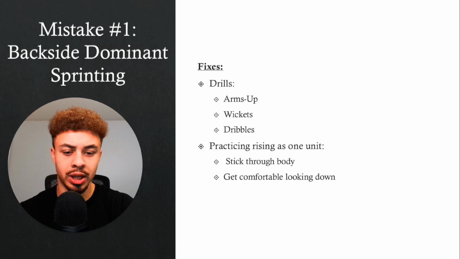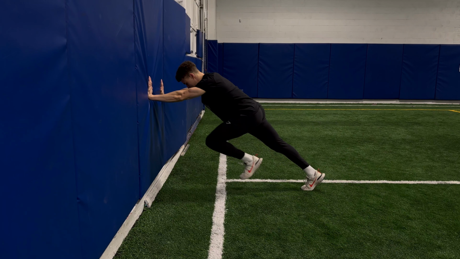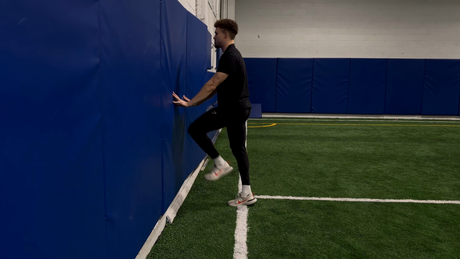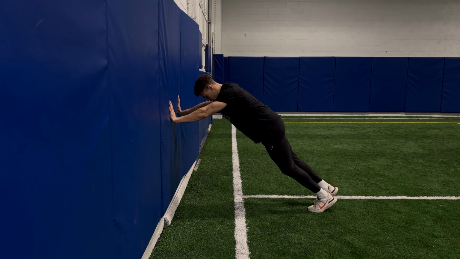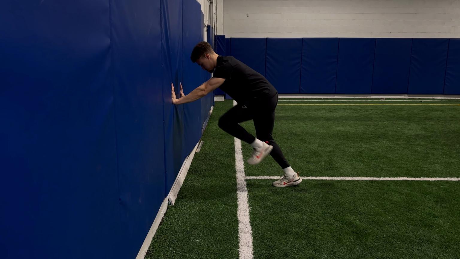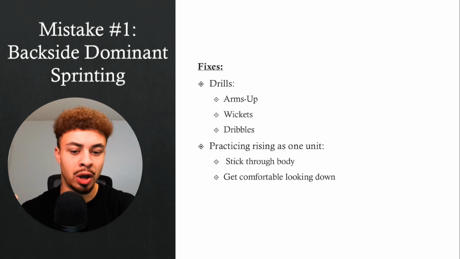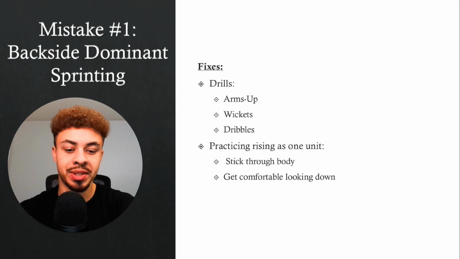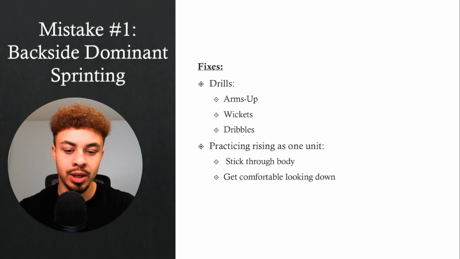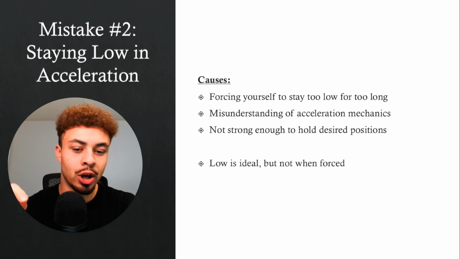So you have to get comfortable with looking down, and you'll see there's a drill that I use with my athletes as well. It's a rise drill, where all it is, you're just practicing moving your entire hip to head all up at the same time. And if you can do this, because the biggest culprit for backside dominant sprinting is a poor pelvic posture, this essentially fixes that pelvic posture, because the pelvis gets thrown out of proper alignment when you lift that head up too early. All right, mistake number 2, staying low in acceleration.